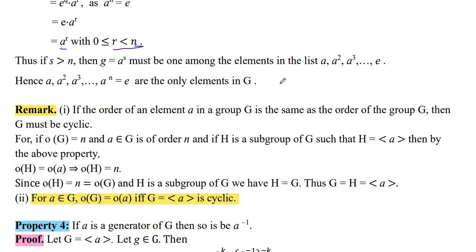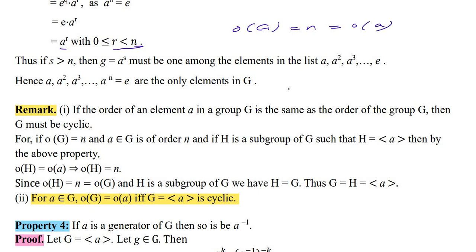But order of G equal to n, and that n is nothing but order of A. So the conclusion is the order of a cyclic group is equal to the order of its generator. Order of the cyclic group is order of its generator. Order of G is n, which is nothing but order of A.